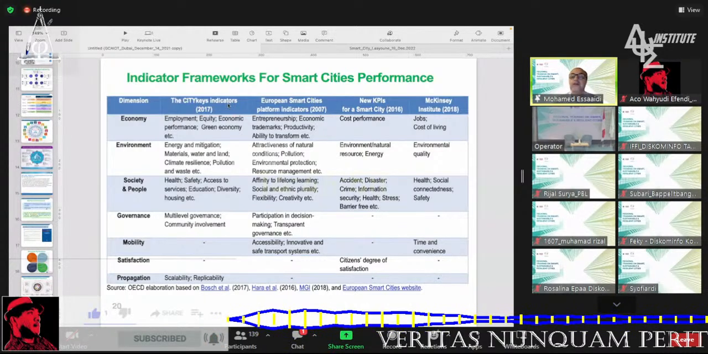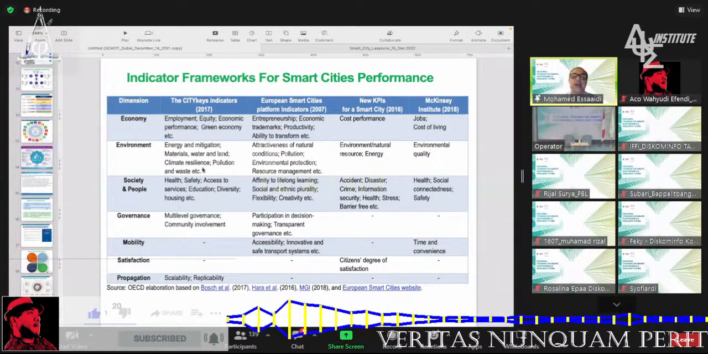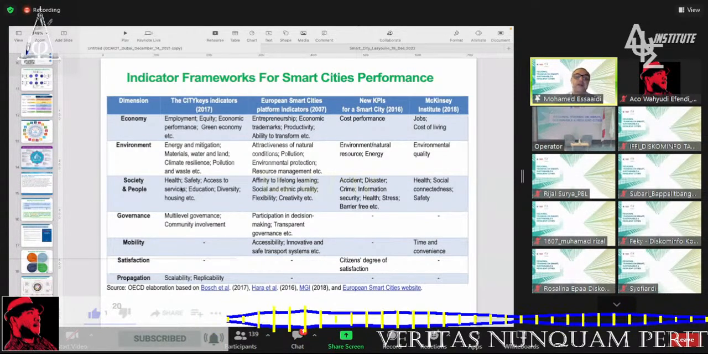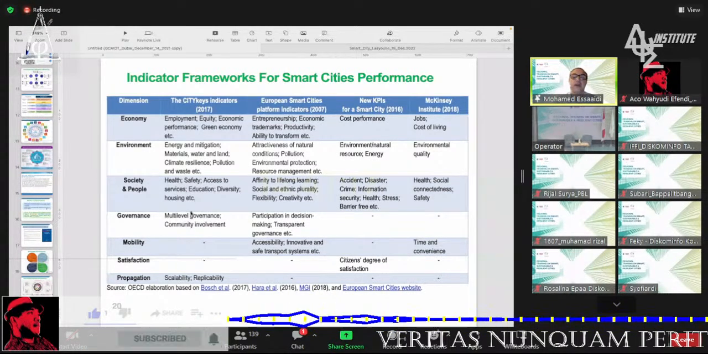And here we have national organizations. Like the City Key Performance Indicators proposed in 2017, which propose as indicators employment, equity, economic performance, green economy, etc. For the environment, land, climate resilience, pollution and waste. For society, we have health, safety, access to services, education, diversity, housing, etc. For governance, we have multi-level governance, community involvement, and for propagation, we have scalability and replicability.